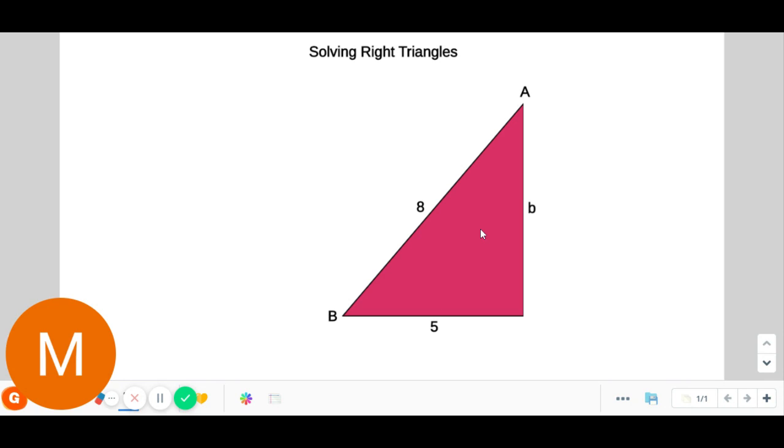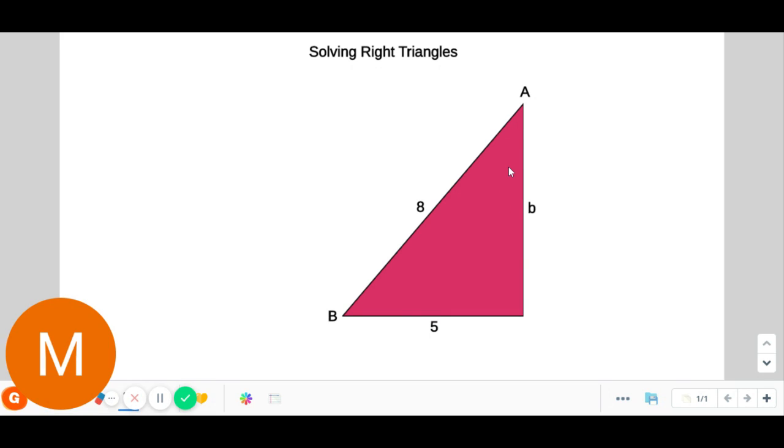So looking at the triangle over here, you see that we know two of the sides. The bottom side is 5, and the hypotenuse is 8. But we don't know the side on the right, which is side B. And as far as the angles, we aren't given any of the angles other than we know this is a right triangle, but angle A and angle B are unknown.